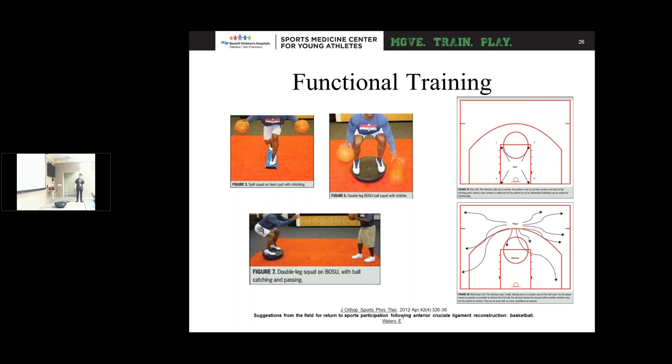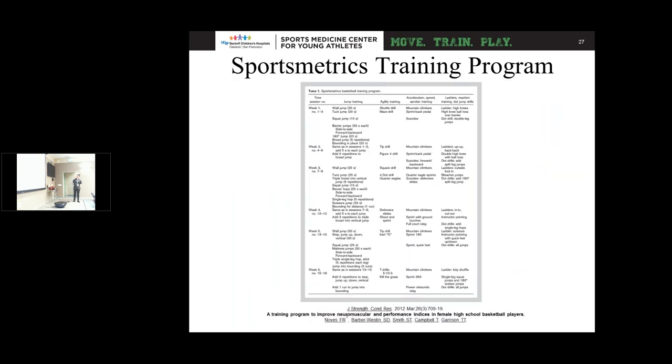So it's fun. Okay, so this is from the Journal of Orthopedic Sports Physical Therapy, just some return to sports after somebody's had an injury. But these are things that you don't need to have an injury to do. And then this is a sports metrics training program. You know, this is just an example. I'm not saying go out there and just run through this program, because it's a little bit more technical. There's different types of jump and landing and how to do it properly.